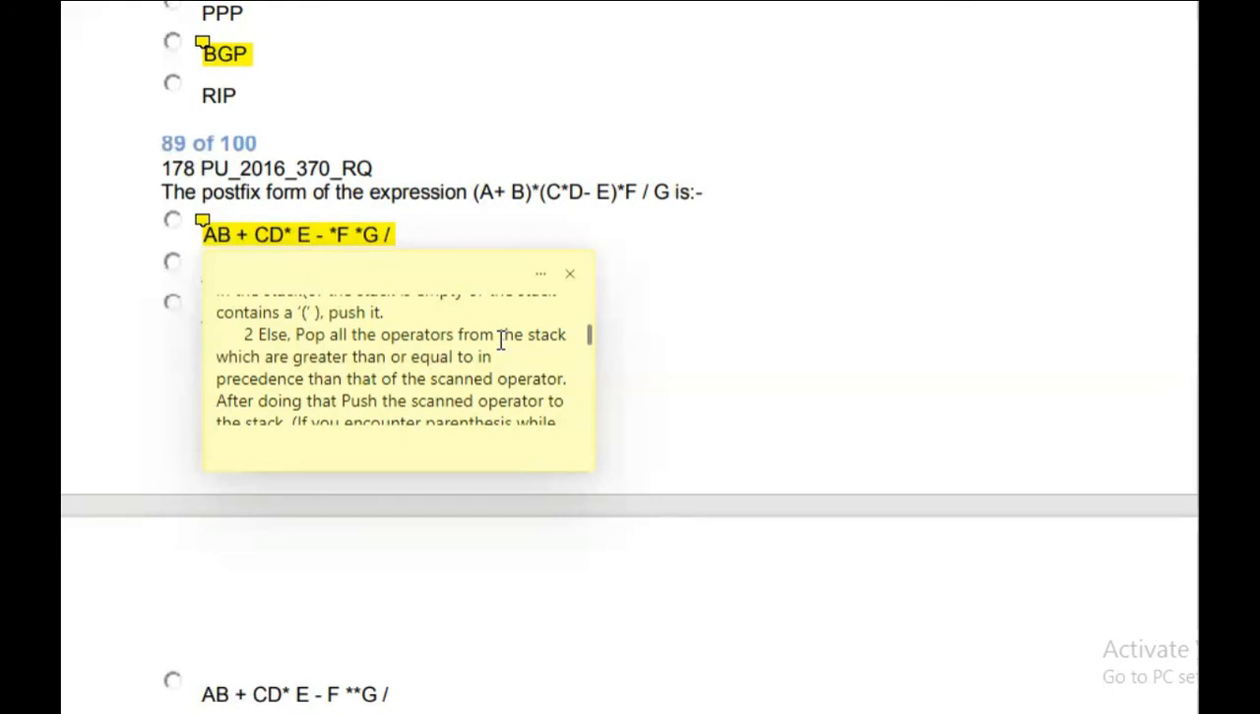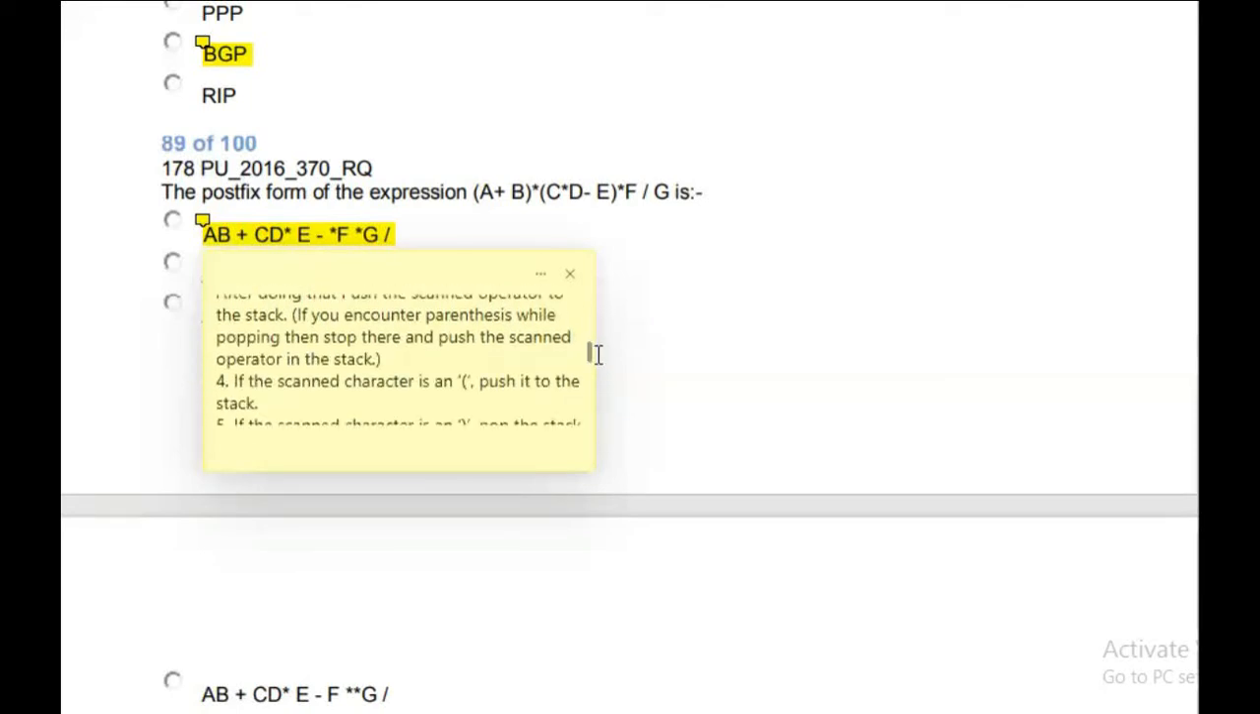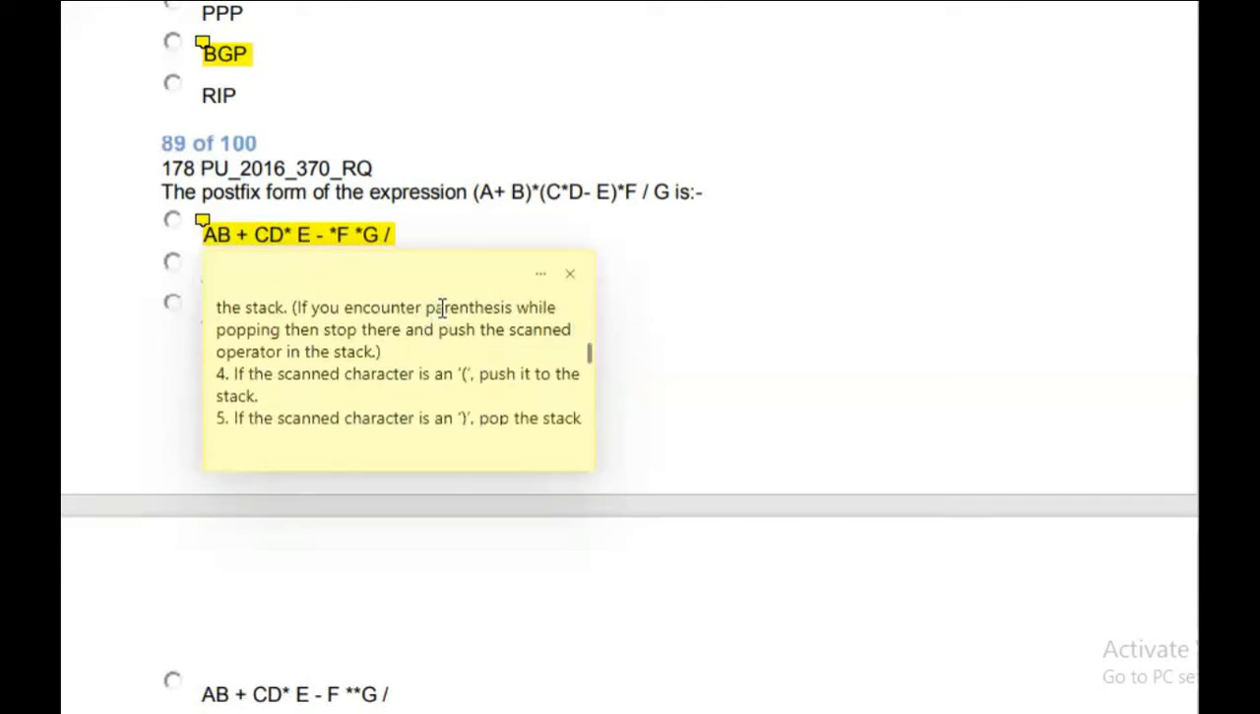Pop means take the element from the stack and put it into the variable. That is pop. Push means we take the operator and put it into the stack. That operation is called push. So, compare the precedence with that of the scanned operator. After doing that, push the scanned operator to the stack. If you encounter a parenthesis while popping, then stop and push the scanned operator in the stack.